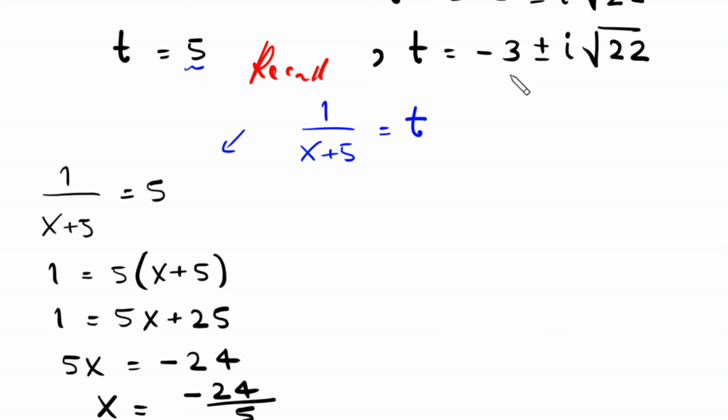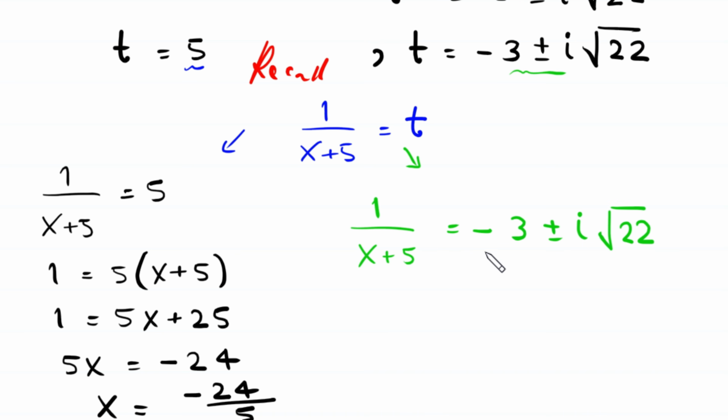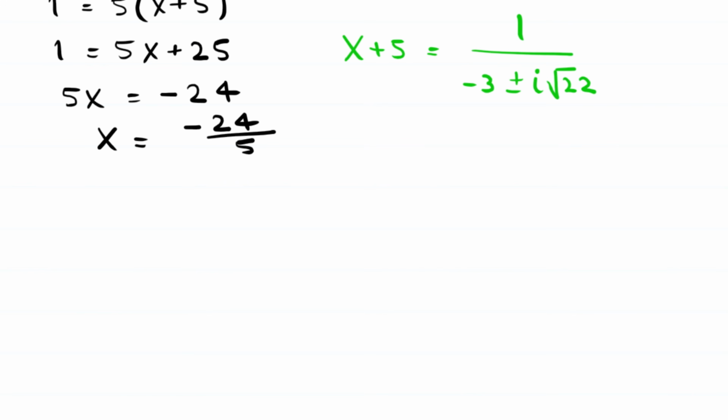And from the second case, when t is equal to this expression, this becomes 1 over (x + 5) = −3 ± i√22. If we take the reciprocal of both sides, this implies that x + 5 = 1 divided by (−3 ± i√22). To rationalize the denominator, we multiply and divide by −3 ∓ i√22.